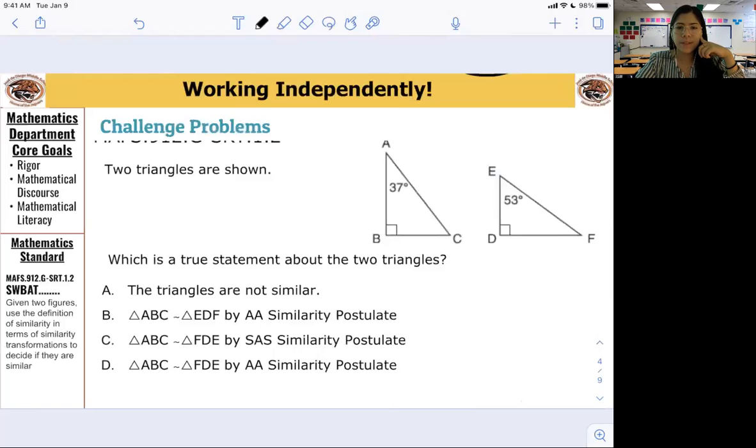Here we go. All right, D was the winning answer. Now, this one was a little bit tricky. It looks easy, but you have to be very careful. So first of all, are they similar? Okay, yes. Why?